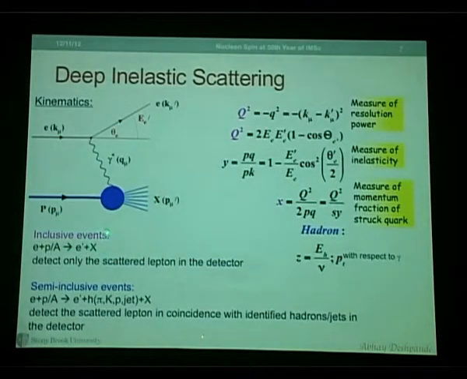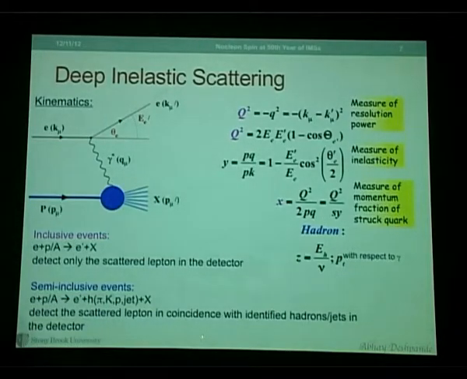Inclusive events are what they are called when you only measure the scattered electron, but you can be more ambitious and say, I want to see what happened to the destroyed proton. What came out? Pions, kaons, in what ratios, what energies, what angles. Then you need other parts of the detector, and those are called semi-inclusive events, semi-inclusive deep inelastic scattering.